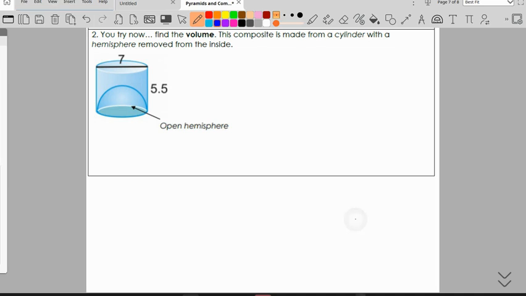Okay, we got to make a plan if it's a composite. So my plan is going to be to find the volume of the cylinder. And I want to label what this is going to be. This is going to be the volume of the composite. The volume of the composite will be the volume of the cylinder. And are we adding or subtracting that hemisphere? Well, it says the hemisphere was removed.